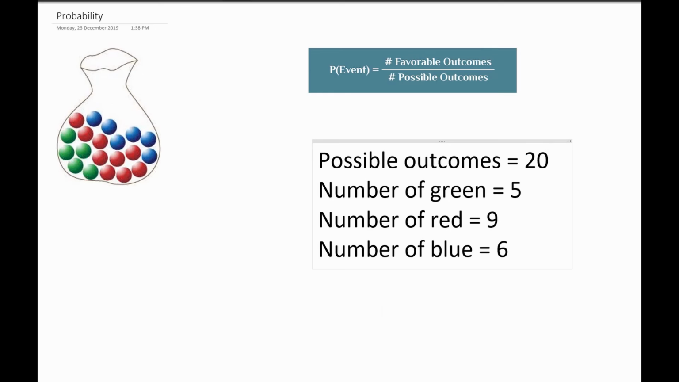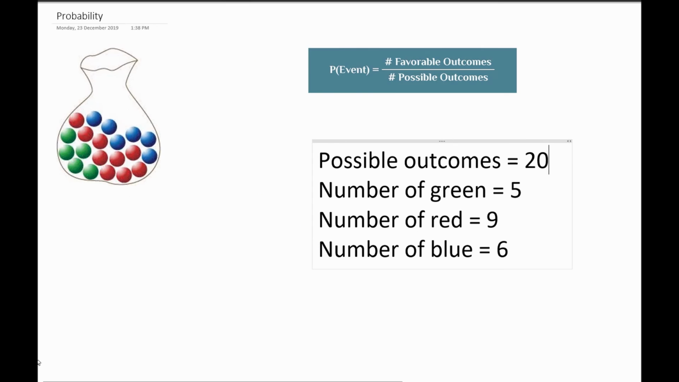Let's have another sample. Here you have colorful marbles inside a bag, and you want to know the probability of getting blue, red, or green. The possible outcomes here are 20 because the sum of all the marbles is equal to 20. So there are 20 marbles inside. The number of green is 5 marbles, the number of red is 9, and the number of blue is 6.